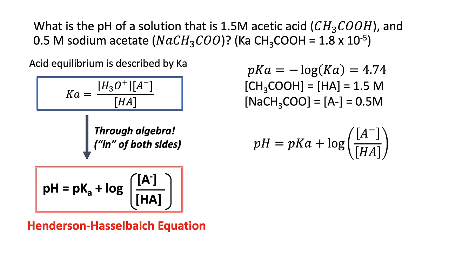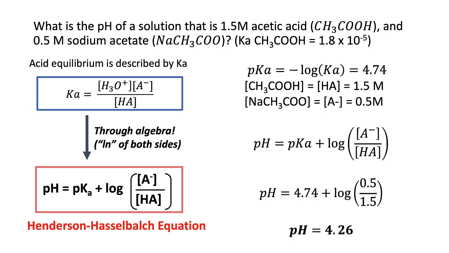This is Henderson-Hasselbalch. We just go ahead and plug in from here, make sure that we evaluate everything correctly, and we end up with a pH of 4.26. This is by taking the log of 0.5 over 1.5 and then adding it to the pKa.